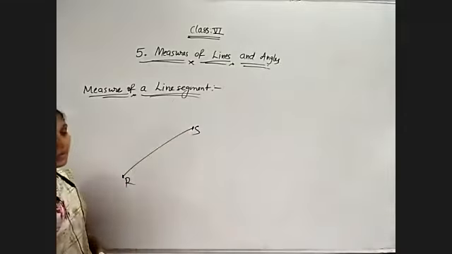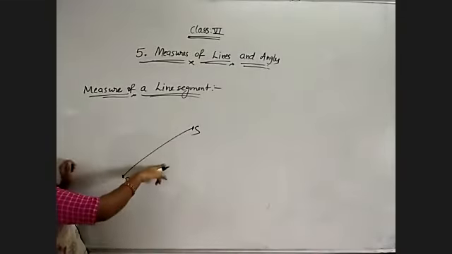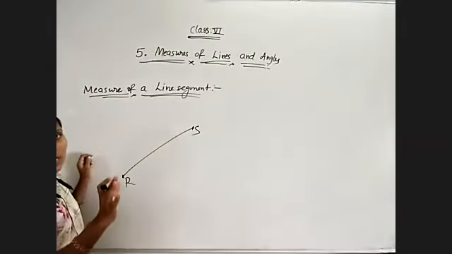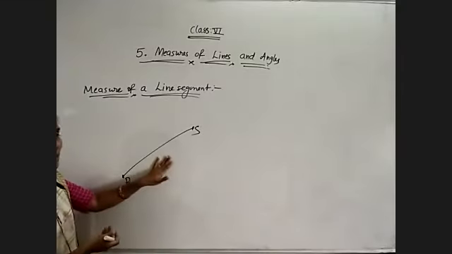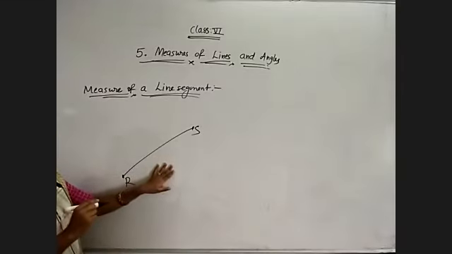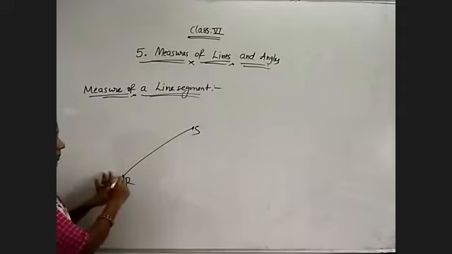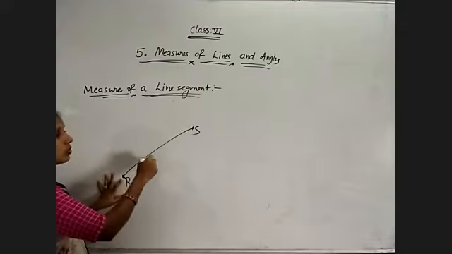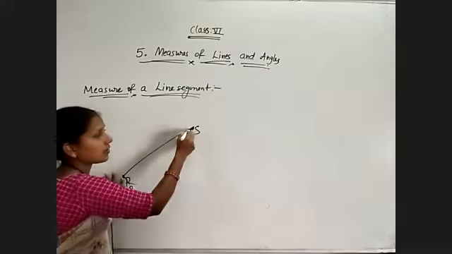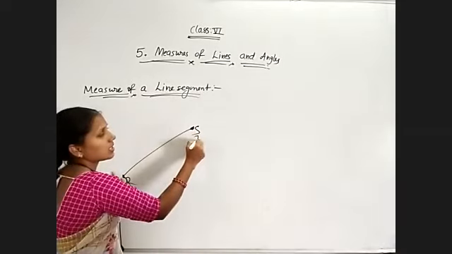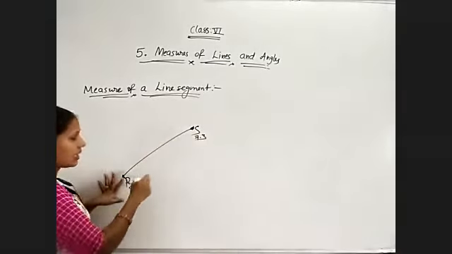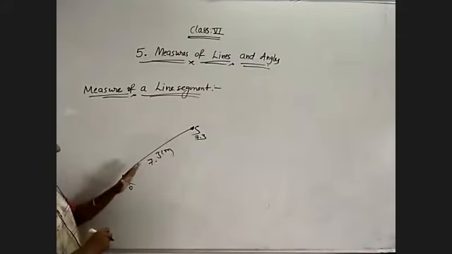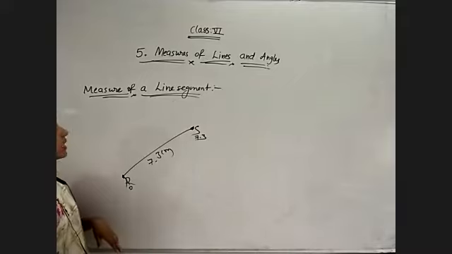RS is my line segment. I want to measure this line segment using the scale. In whichever direction the line segment is given, keep your scale in that direction only. First of all, I want to keep the 0 centimeters line at R. Then 1, 2, 3, 4, 5, where is it ending? Suppose it is ending at 7.3. Then the length of RS is equal to 7.3 centimeters. Use your scale to measure the length of the line segment.